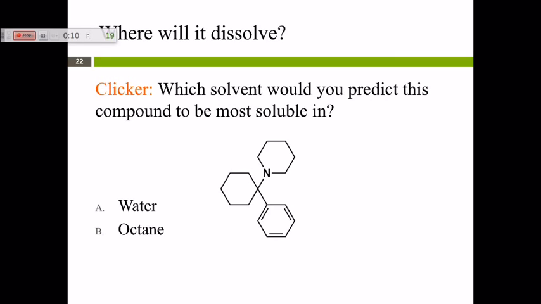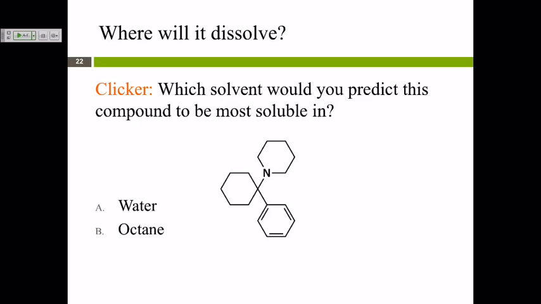Does anyone know what compound this is? Yep, cyanide is a carbon triple bonded to nitrogen. All right, has anyone not talked in class today yet? What's your name? I'm sorry. Dana. So Dana, what do you think this is going to dissolve in better? Why octane? Because it has almost all nonpolar bonds. It has three polar bonds, but they're carbon-nitrogen, which are some of the lower polarity of those bonds.